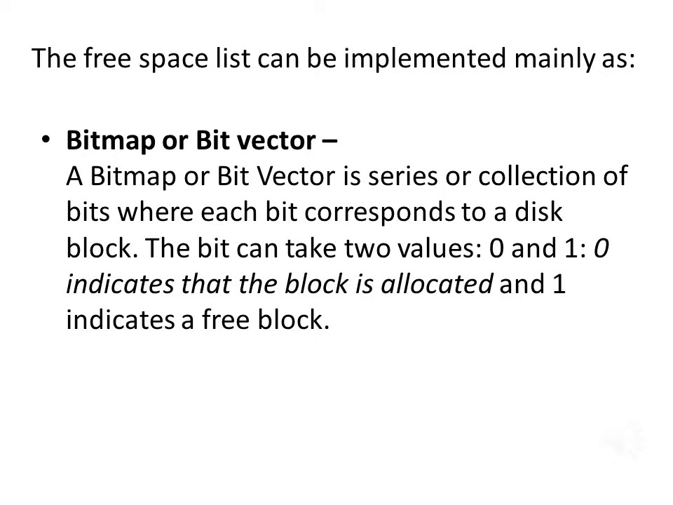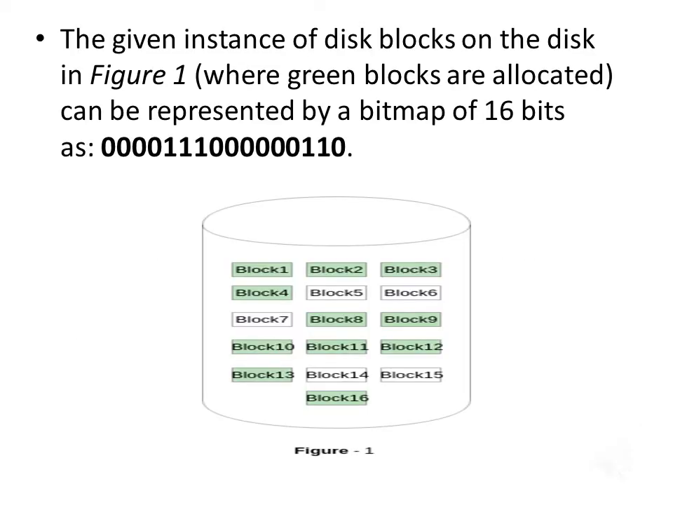A bitmap or bit vector is a collection of bits where each bit corresponds to a disk block. The bit can take two binary values, 0 and 1. 0 indicates that the block is allocated and 1 indicates a free block. The given instance of disk blocks in figure number 1, where green blocks are allocated, can be represented by a bitmap of 16 bits. This is a combination of 0s and 1s, and all the 1 to 16 blocks are given in figure number 1.